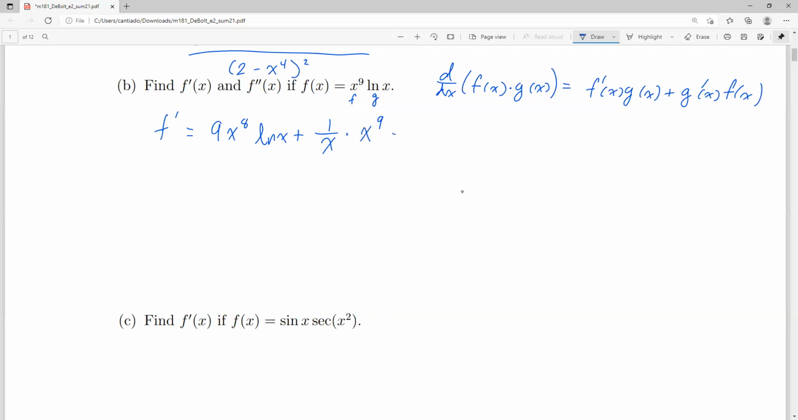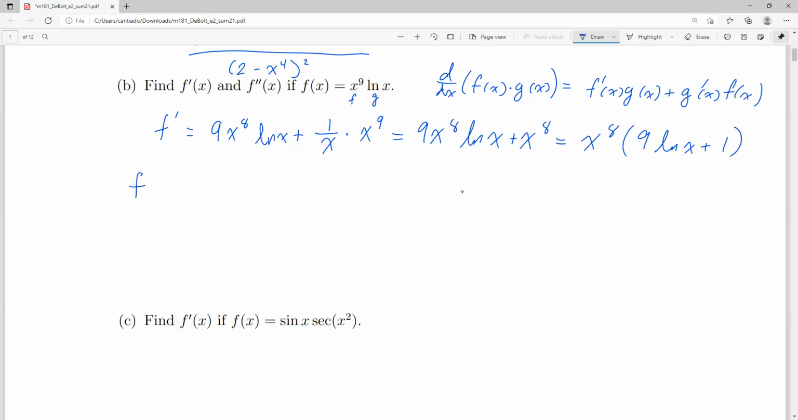If we simplify this out, we'll get 9x to the 8th ln of x plus x to the 8th. So if we really wanted to, we could leave it like that, or we could even simplify it further by factoring out the x to the 8th. We'll get x to the 8th times the quantity 9 ln x plus 1. And that right there is also valid. Depending on where you stop, your process might be slightly different, but you should get the same answer.